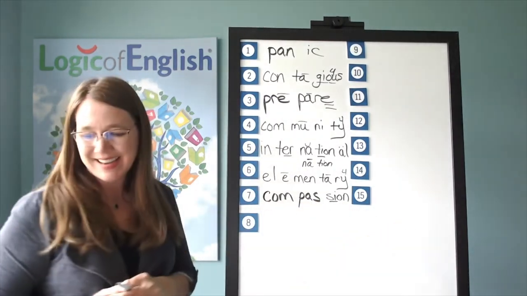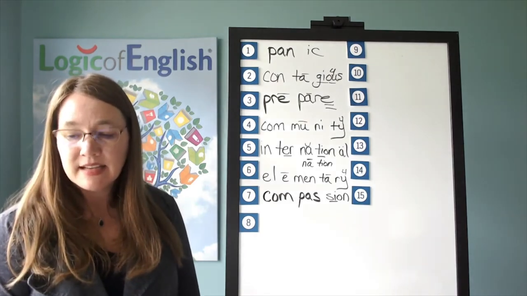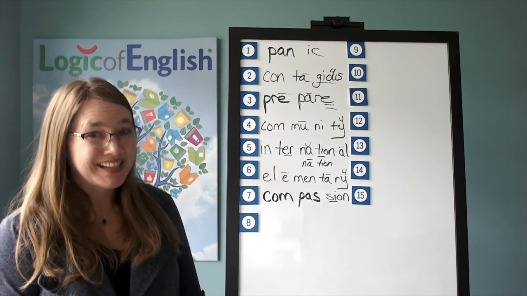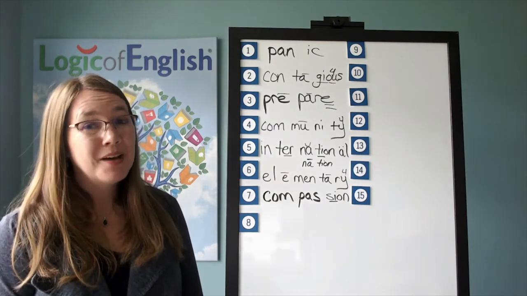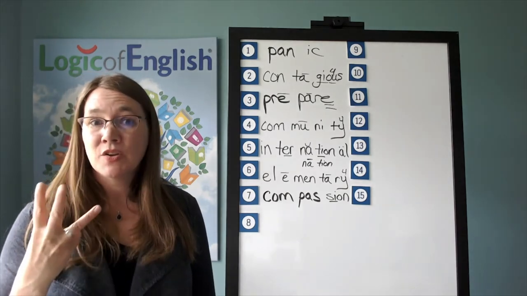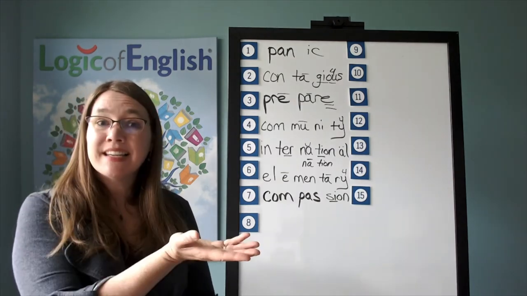K, A, M, P, A-S-S, S-H, A, N. Compassion. Excellent. The next word is legacy. He left quite a legacy behind. Legacy. Go ahead and say legacy. How many syllables in legacy? Three. We will say to spell leg, a, c.